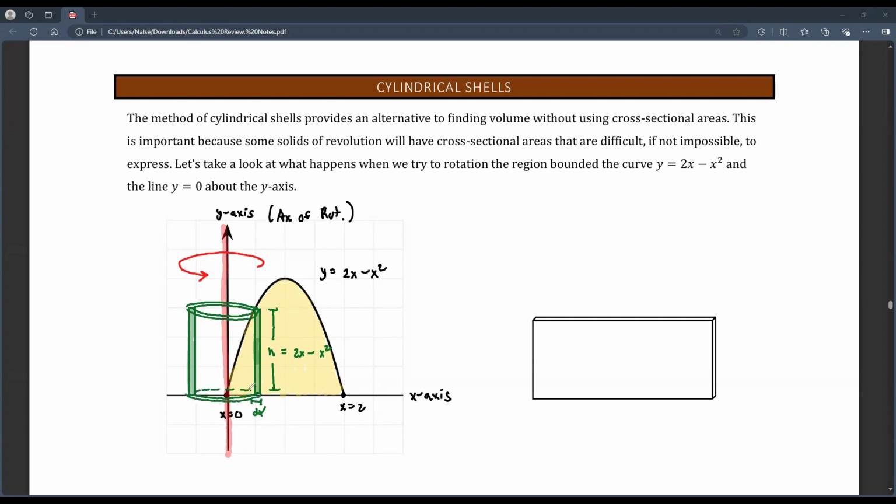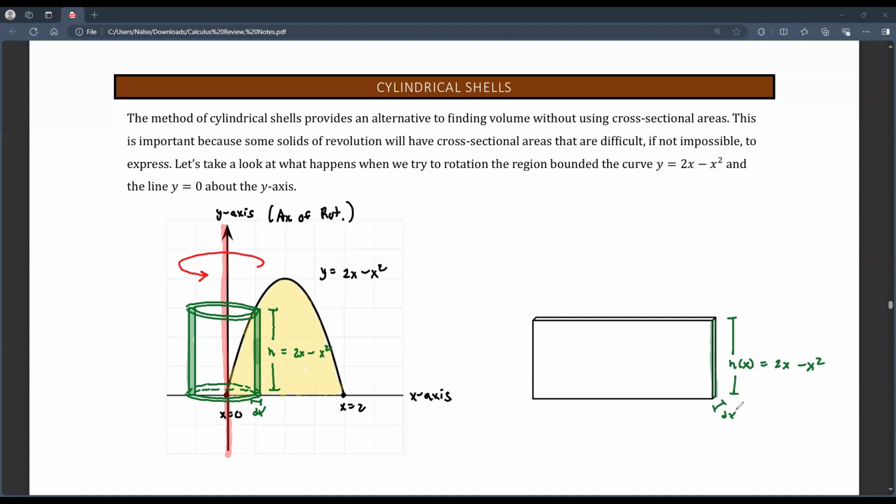To find the volume of this cylindrical shell, first think of opening the shell so that it lies flat, like a sheet of paper. The open shell is actually in the shape of a rectangular prism. The height matches the height of the rectangle on the left. And the depth of the prism is equal to dx, a small change in x.